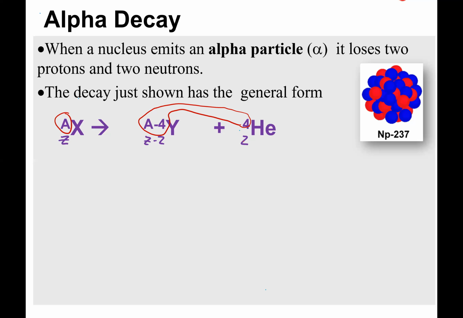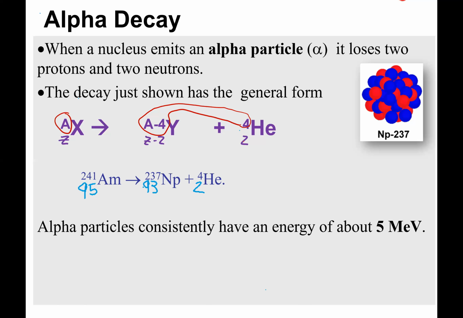Here's an example that we just talked about, americium-241. That becomes neptunium-237, and you get the alpha particle being emitted. And by the way, those are the Z numbers, so to speak, the proton numbers.